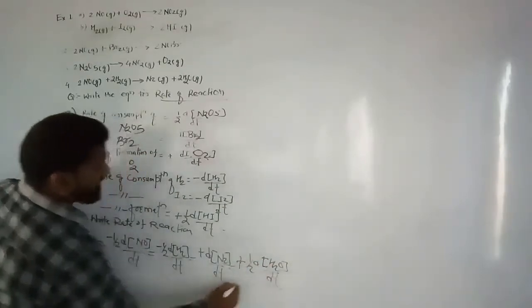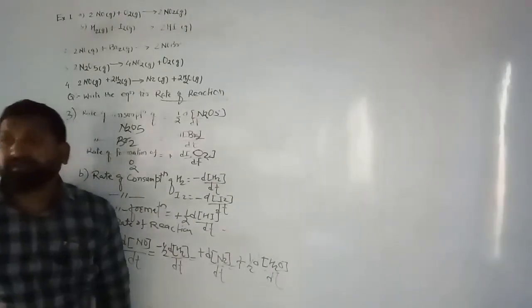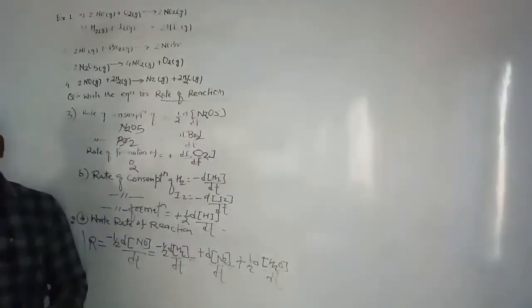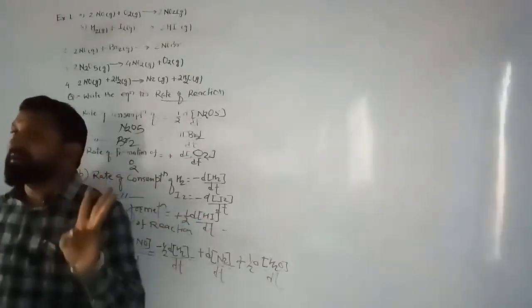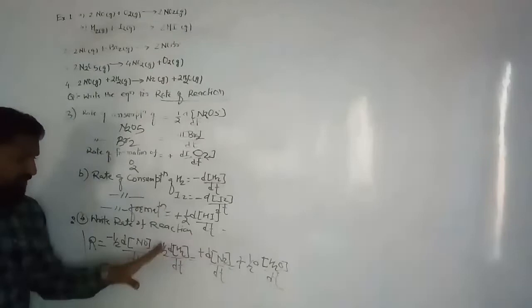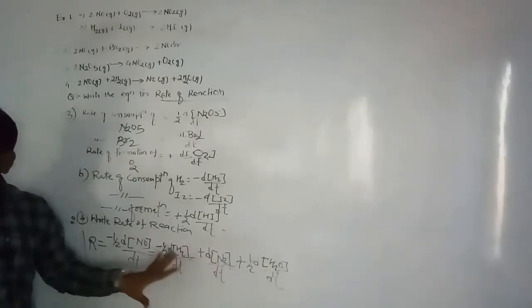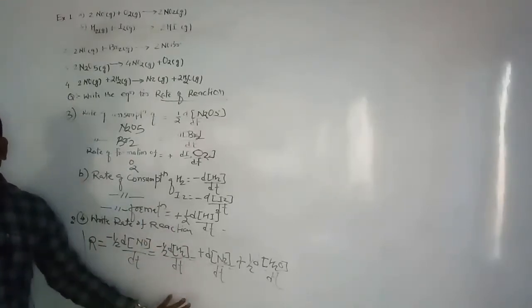So such a type of long expression can be called the rate expression for a particular chemical reaction. If you remember, in the last video we saw one numerical, where I commented it was for 3 marks. If you know the concentration of any 3 out of 4, then you can calculate the concentration of the remaining one. That is the main motive of such expressions.